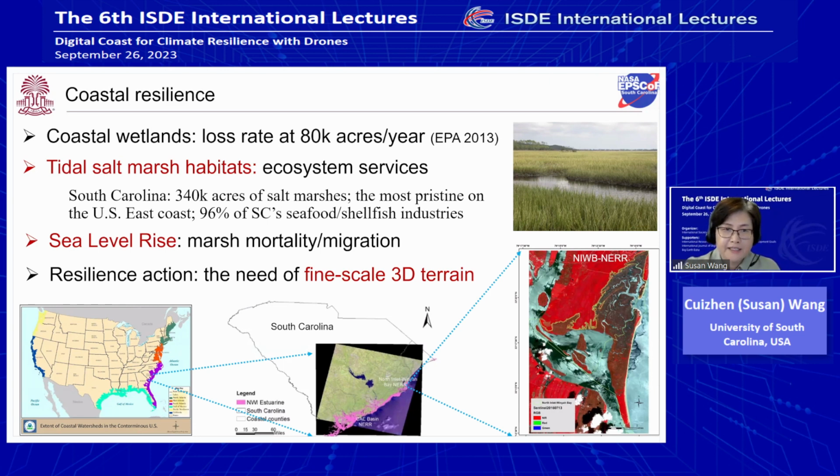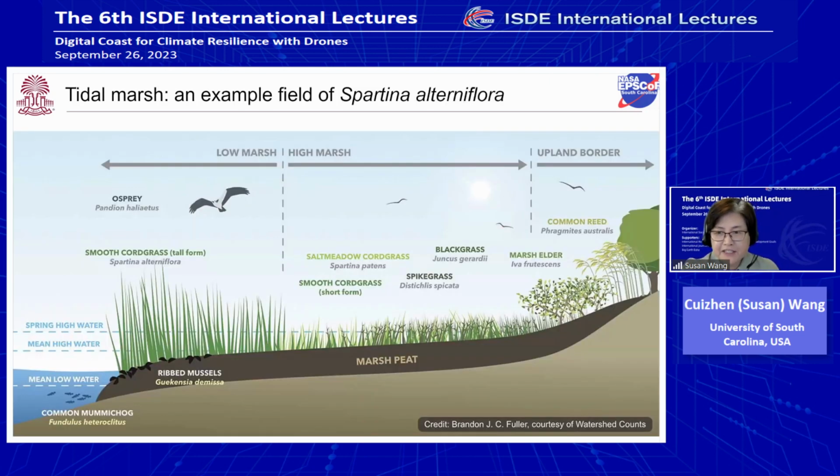And a quick introduction about what a marsh is. Here I found online this very beautiful picture about the coastal vegetation change along the shoreline, along the topography, and especially the low marsh on the water side and high marsh on the land side.